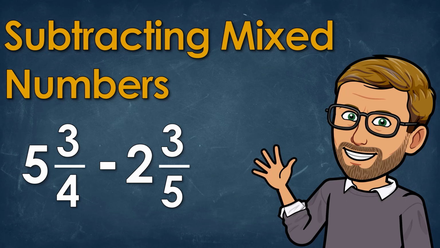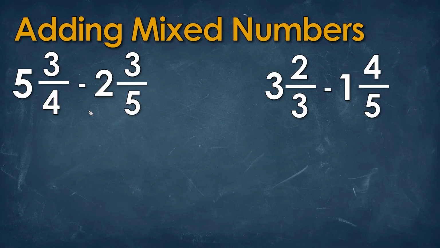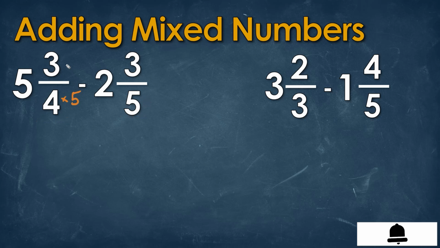In this video, we're going to be subtracting mixed numbers. The first step we should do is take a look at the denominators, and we notice that the denominators are not the same. So we have to figure out the least common multiple, meaning a number that we multiply top and bottom by for each one of these fractions that will give us the same denominator.